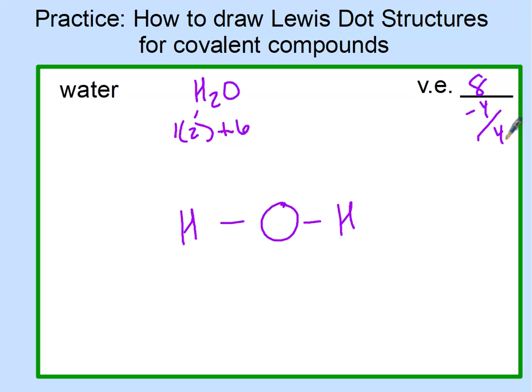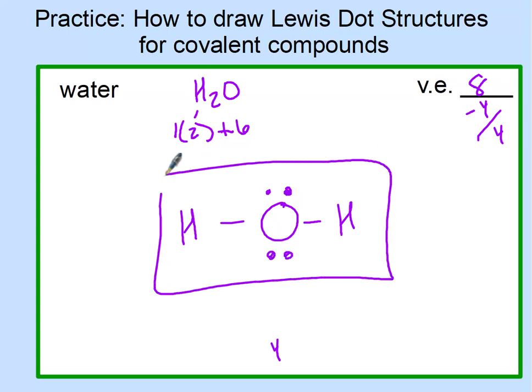Our hydrogens don't need any, but our oxygen needs 4 more. We need 4, we have 4, so we can just add them as lone pairs. And that's our final structure. Everything has 8, besides hydrogen. Hydrogen has 2, and we've used 8 electrons.